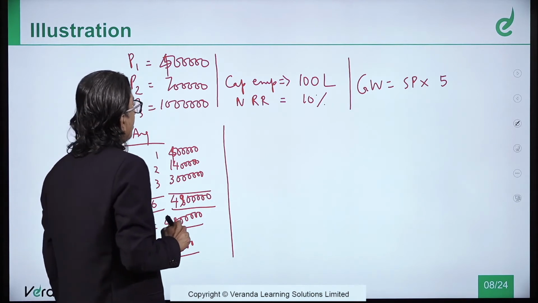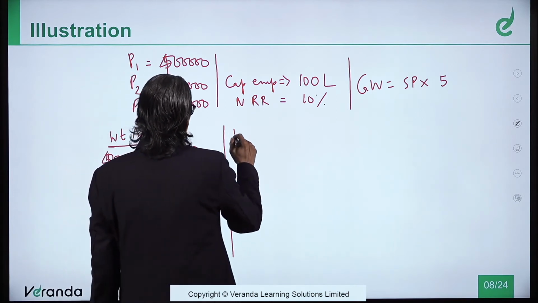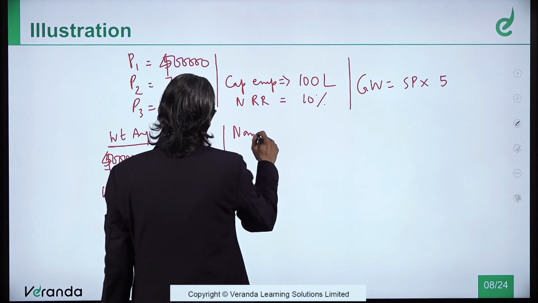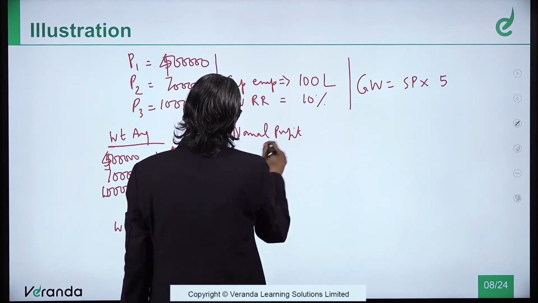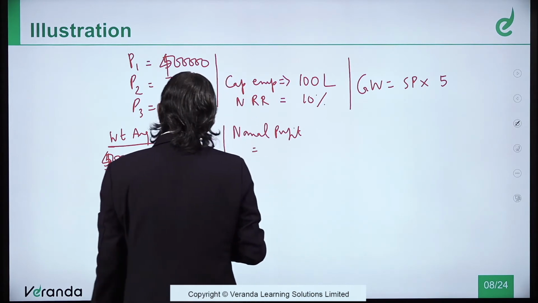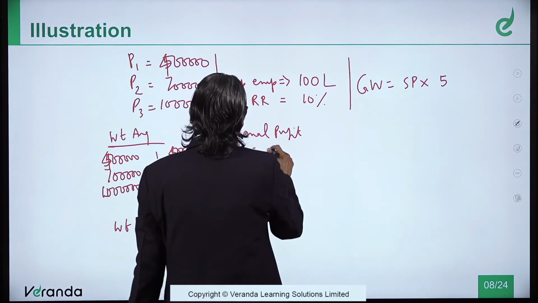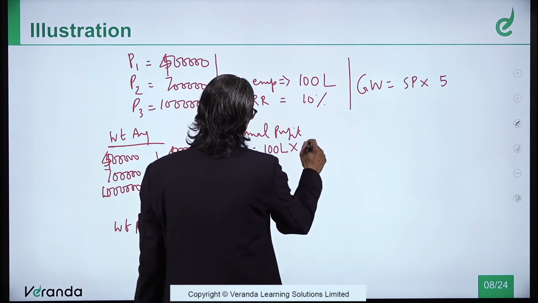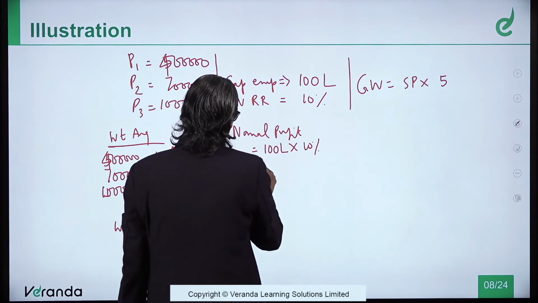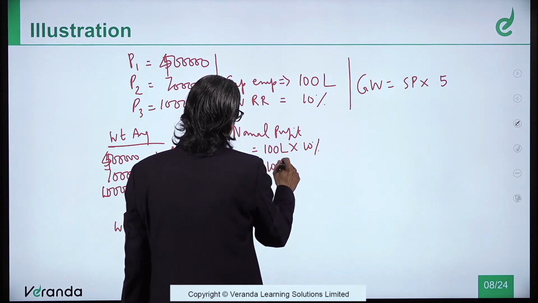Now we have to find the normal profit. What is the normal profit? That is equal to 100 lakhs into 10%, that is equal to 10 lakhs.